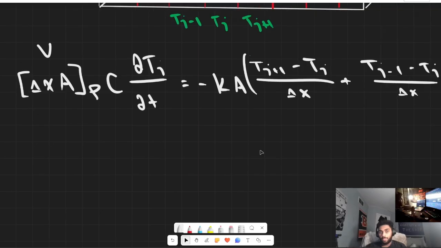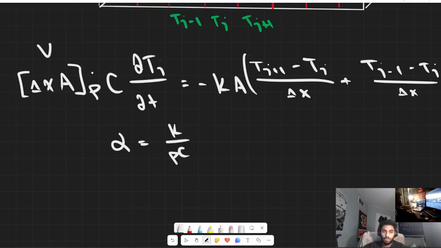Now, we talked about the thermal diffusivity a little bit. So this alpha really is just equal to, actually, well, the inverse, k over rho c.